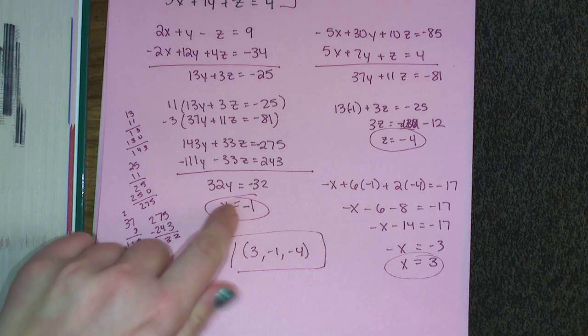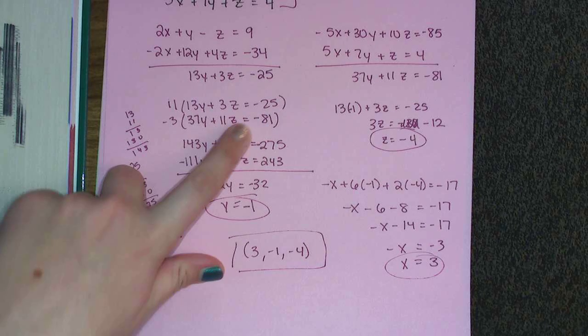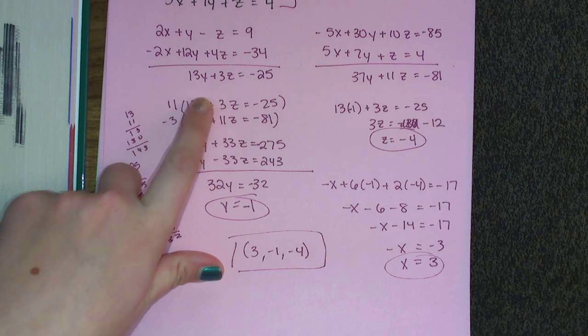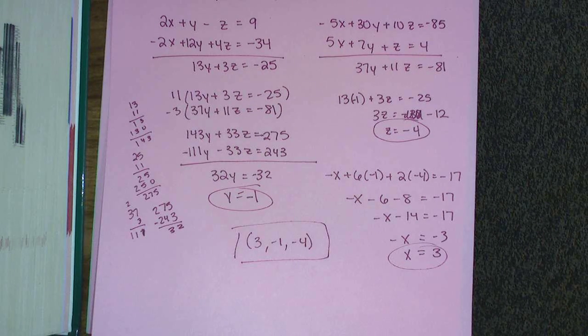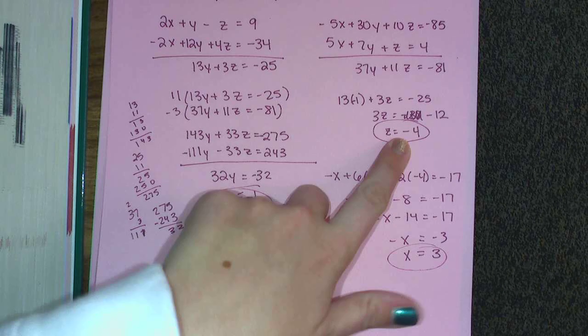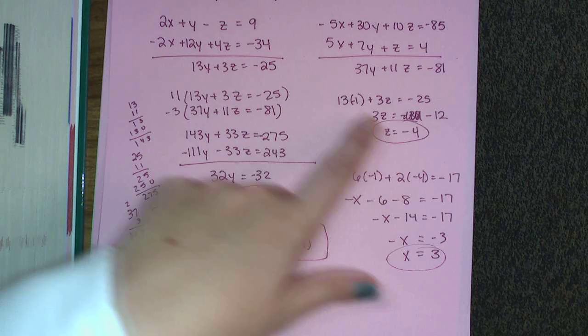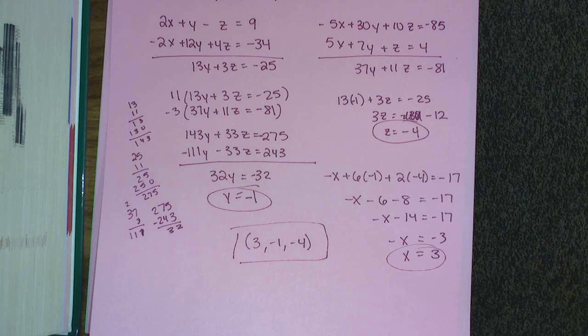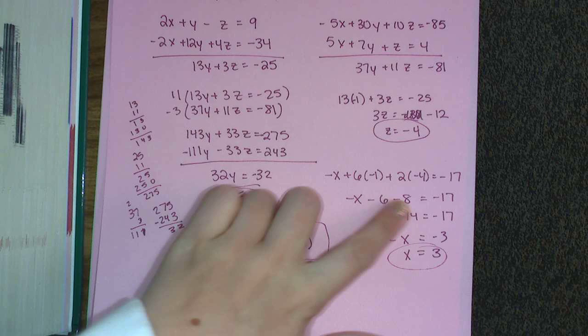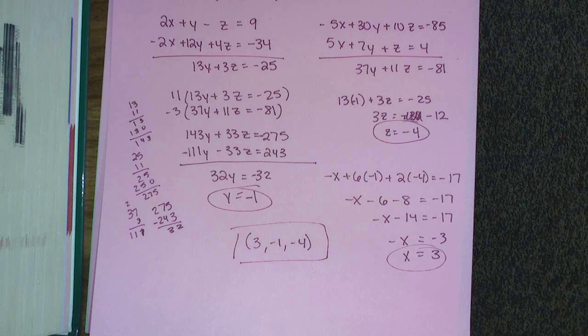Then I took that and plugged it into one of these two original equations here. I ended up choosing the top one to get z is equal to negative 4. Then I used both of these in one of my top original equations. I think I ended up choosing the second option, so the middle one, and plugging it in and solving it, and ended up getting x is equal to 3. So I got the ordered pair 3, negative 1, negative 4. Any questions about that one?